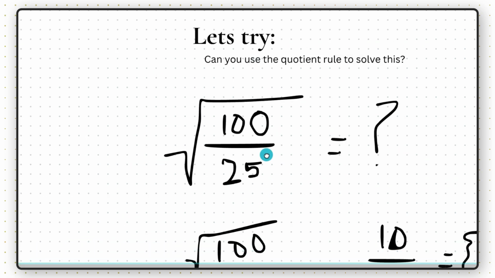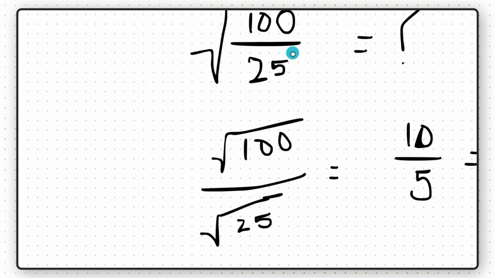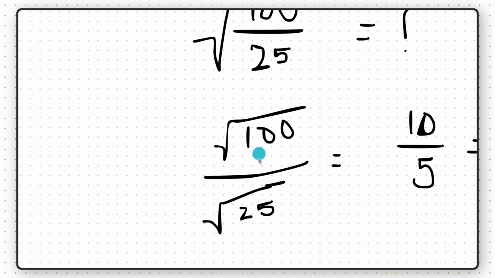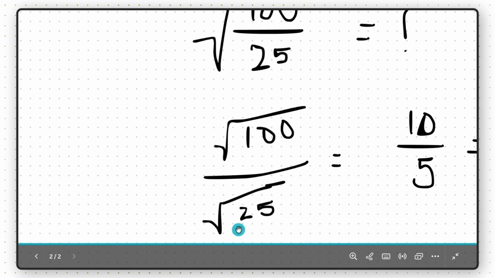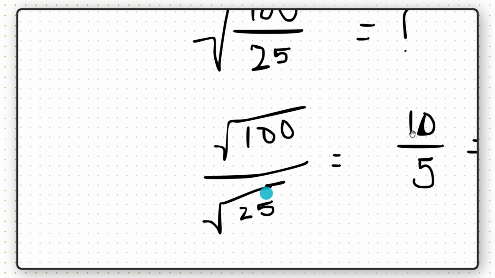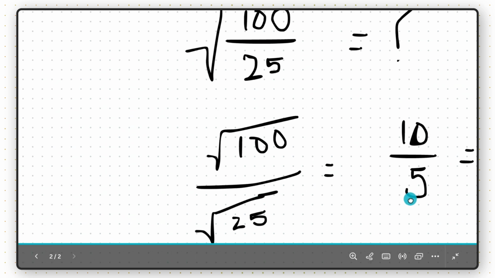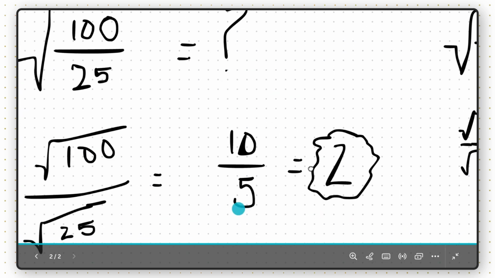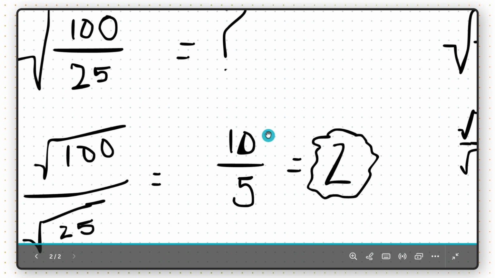Okay, so using our quotient rule, we can say that the square root of 100 divided by the square root of 25, and the square root of 100 is 10, and the square root of 25 is 5. And now we have 10 divided by 5, which is 2. So there you go. That's how you'd get your answer.